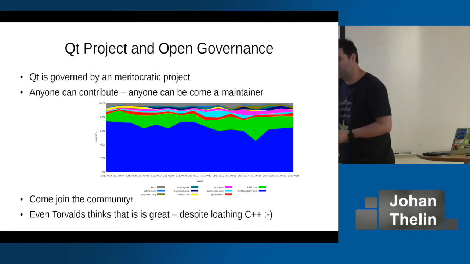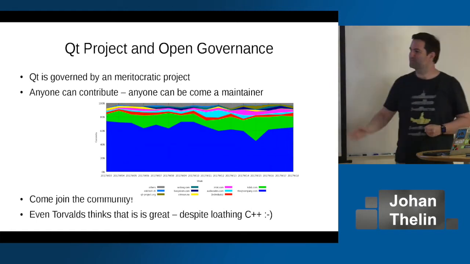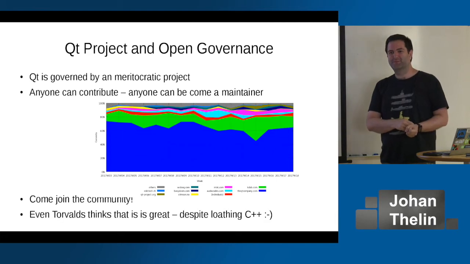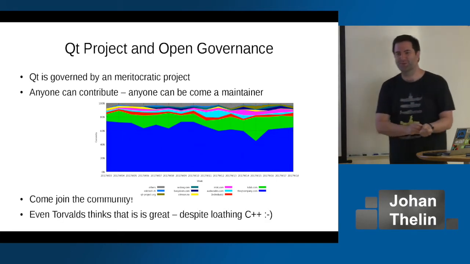And even Torvalds, who hates C++, preferred this. I watched the Subsurface talks on Postum, and they're kind of fun because he does not like the technology, but he likes the community, so they actually choose to go with Qt anyway.